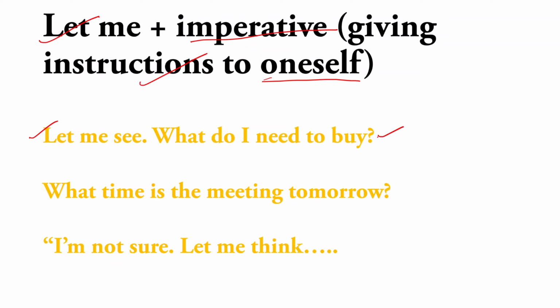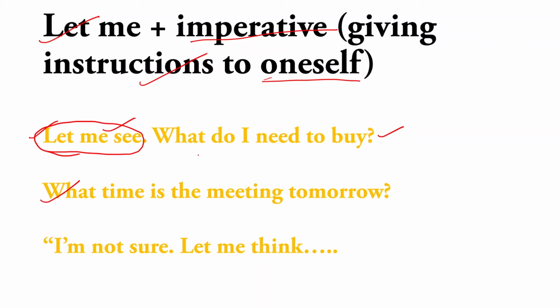For example, you visit a cloth shop and you don't know which section of that shop to go to. The salesman approaches you and asks, "What do you want?" Then you may say to him, "Let me see. What do I need to buy?" So "let me see" here means you are instructing yourself to take a decision.